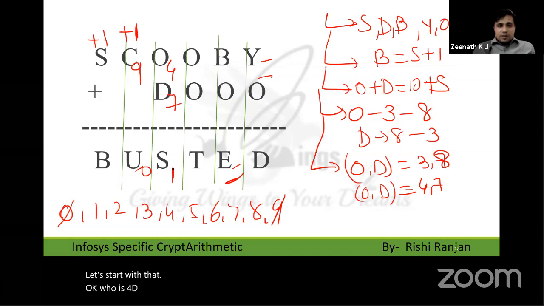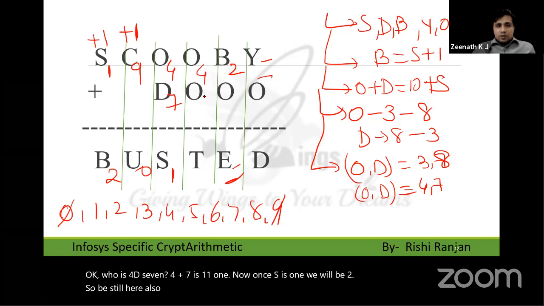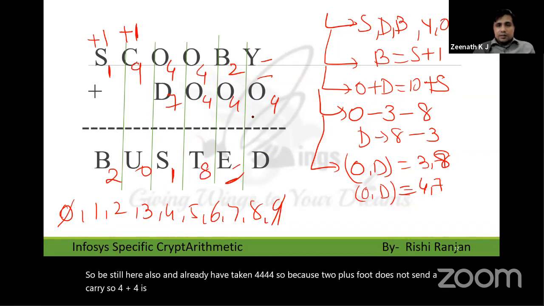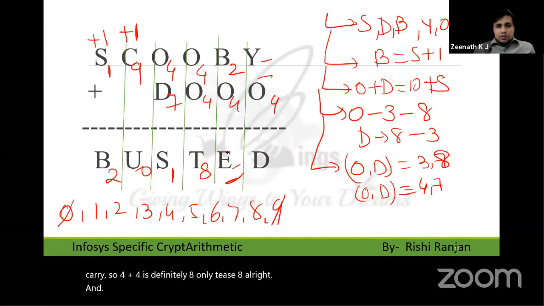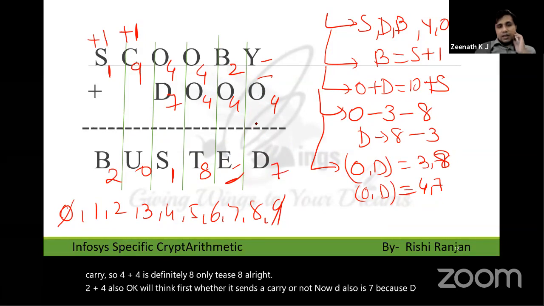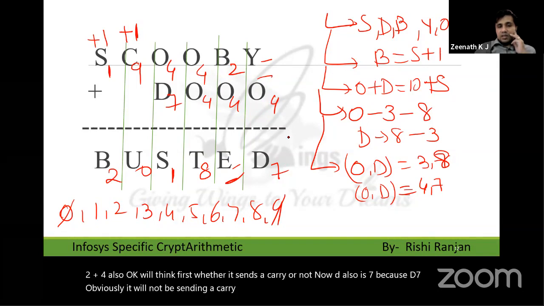4 plus 7 is 11, so S is 1. Now, once S is 1, B will be 2. So, B is 2 here also. And O we have already taken 4. Because 2 plus 4 does not send a carry, 4 plus 4 is definitely 8 only. T is 8. All right. Now D also is 7. Because D is 7, obviously it will not be sending a carry, because anything plus 4 cannot be 17. The only possibility is Y has to be 3.